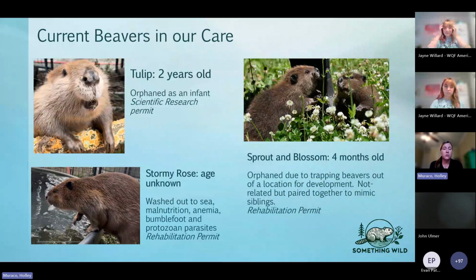We have Tulip. Tulip is living under our scientific research permit. She will be a long-term resident with us. She was orphaned as an infant.